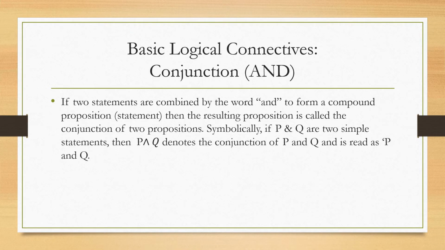Now we see basic logical connectives. Conjunction, which is nothing but AND. If two statements are combined by the word and to form a compound proposition, the resulting proposition we call the conjunction of two propositions. Symbolically, if P and Q are two simple statements, then we write P conjunction Q, which is read as P and Q. Here we are using the conjunction symbol which connects the two primary statements.